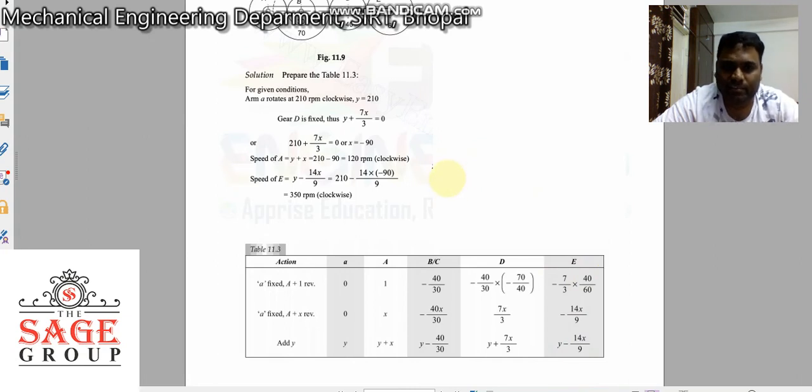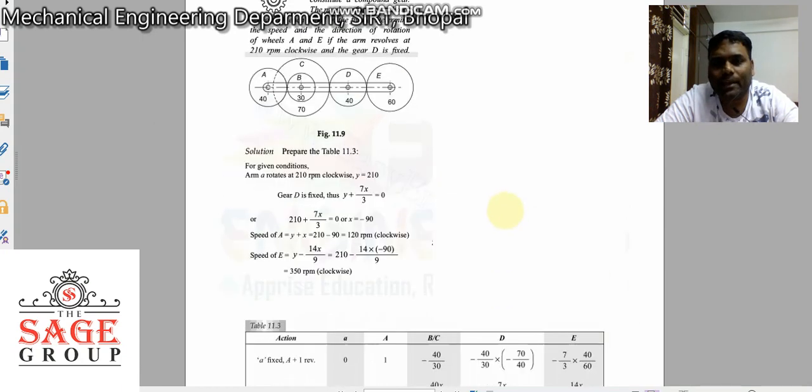So a condition is given: the arm rotates at 10 rpm clockwise. Here you can see that in the S. L. Ratan book they have considered clockwise as positive. No problem, you can take clockwise as positive, both are right. So the arm is 10 and D is 0, and from y you can find the x value. Then the speed of A is x plus y, which we can calculate. It comes positive, so it's clockwise, and then since x and y are known, you can find the speed of E.